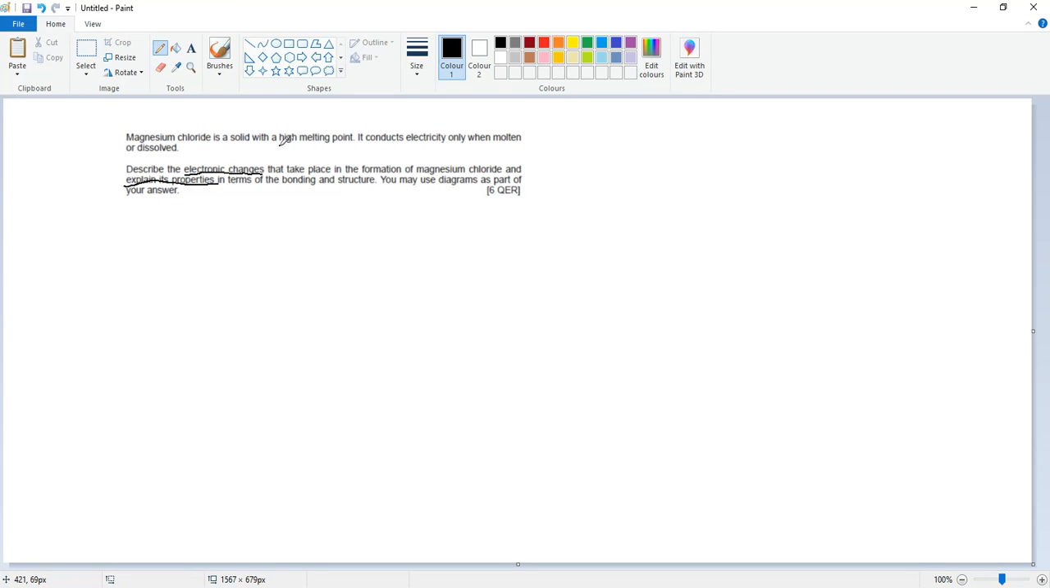So the properties it wants us to explain, if you look back up here, are having a high melting point and conducting electricity when molten or dissolved, so not as a solid. Apologies for my bad handwriting here. So in terms of the bonding and the structure, we can use diagrams. When it talks about diagrams, it's talking about the dot and cross diagrams for the electronic changes. So these need to be the dot and cross diagrams.